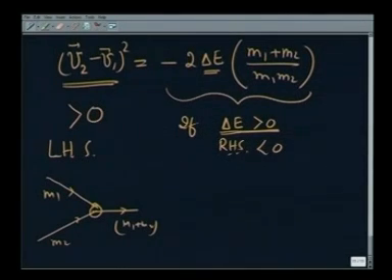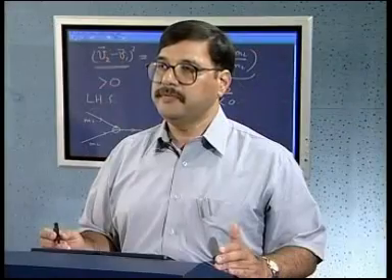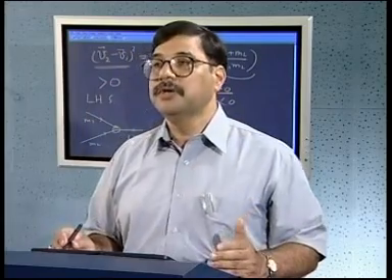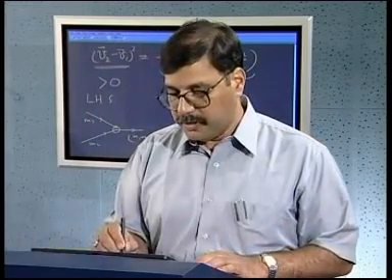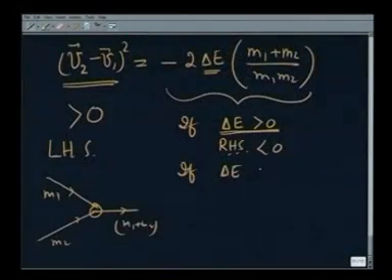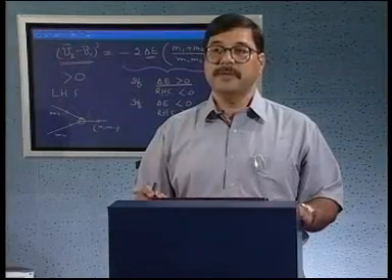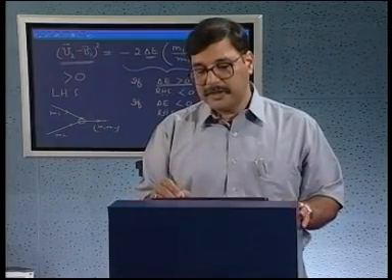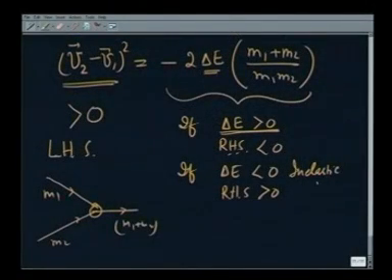For example, if two atoms collide and make a molecule, they will never do it in free space if during their formation of that molecule some energy is released. On the other hand, if delta E is less than 0, then the right hand side is greater than 0. That means during the interaction some energy is lost, and that is an inelastic collision, and this does take place as you have seen in your 11th and 12th grade also.